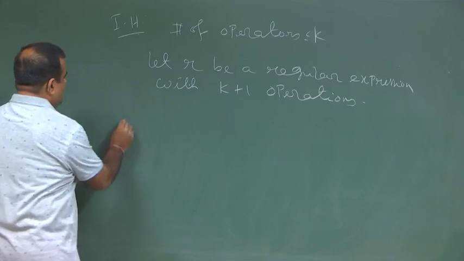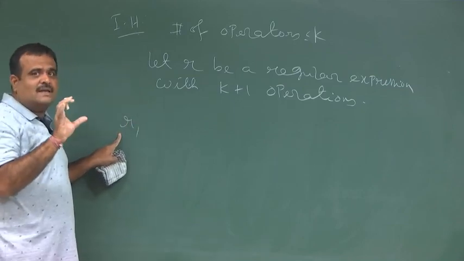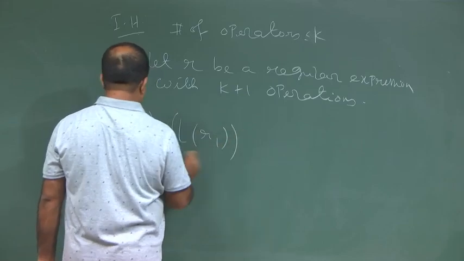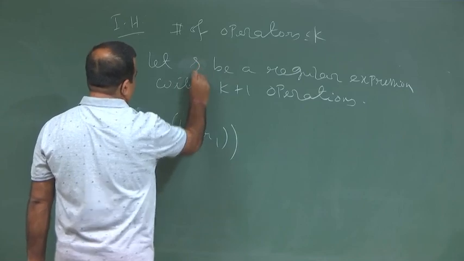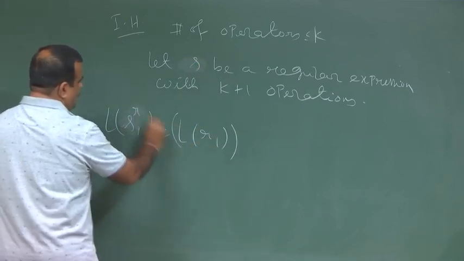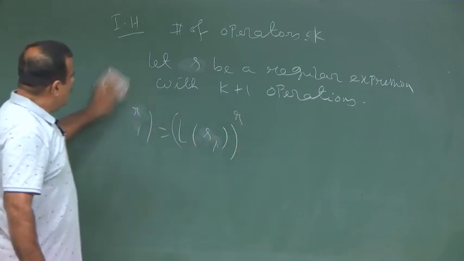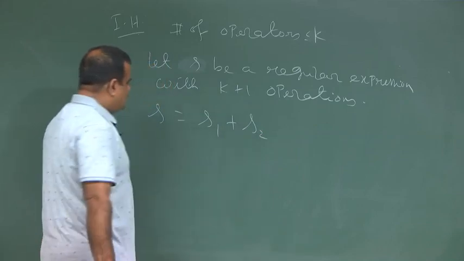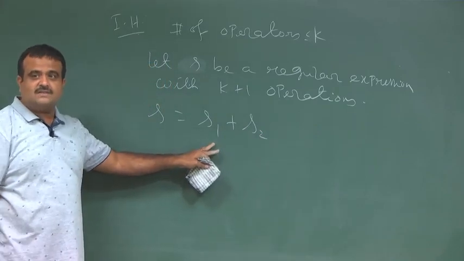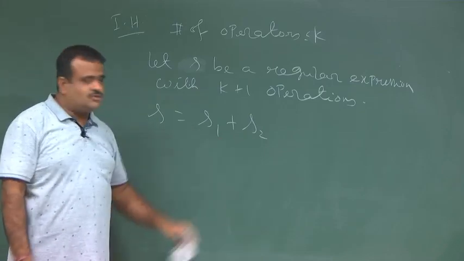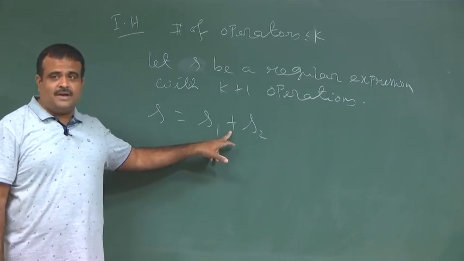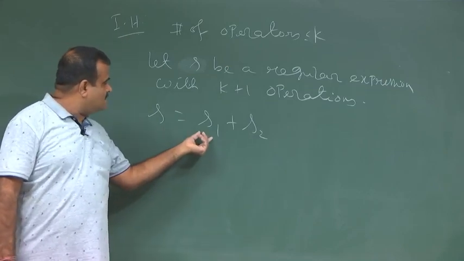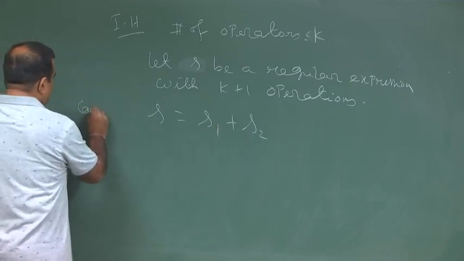So, if we have an expression like R 1, in which there are k number of operators, then we can write that L of R 1 reversed is S 1 to the power r. This is the assumption. Okay. Now, if it is a k plus 1 operator expression, then S can be written as one of these forms: S 1 plus S 2, or S 1 S 2 concatenation, or S 1 star. In that case, S 1 and S 2 have fewer operators, because we have already used one operator. So, they will have operators less than or equal to k. So, by the induction hypothesis, we can say this result is true for both of these. Okay. So, this is case 1.